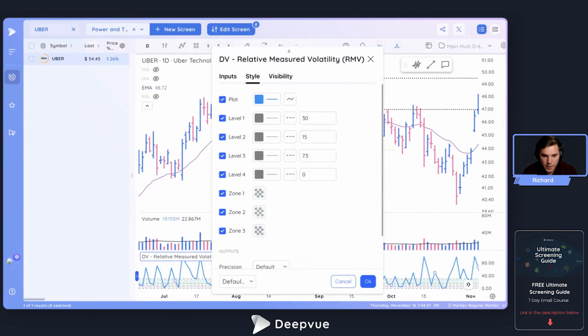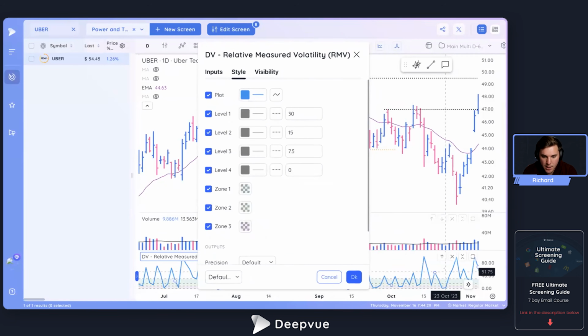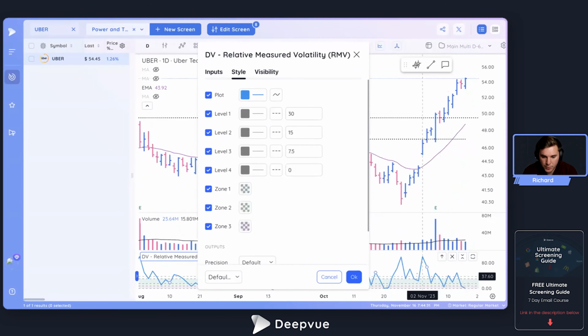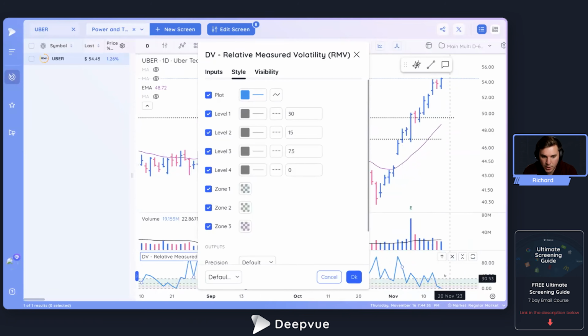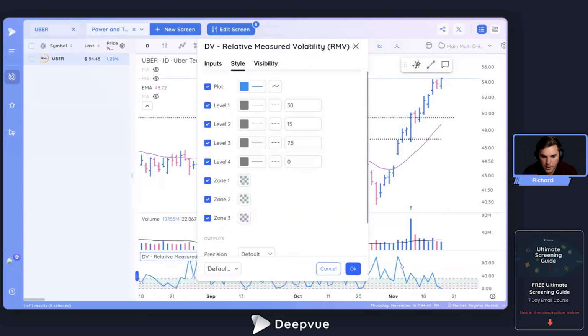And then in terms of my individual settings, I have three different colored zones. I open up the top one a little bit to 30. Then my middle zone starts at 15, and then my lowest one is under 7.5. So under 7.5 is getting really darn tight. So that's where I decided to put that.